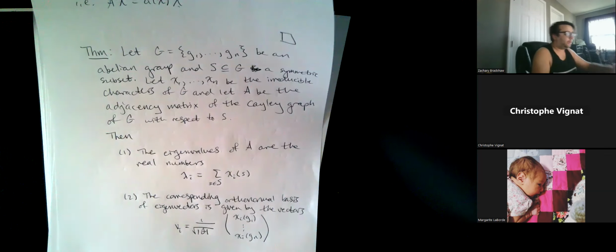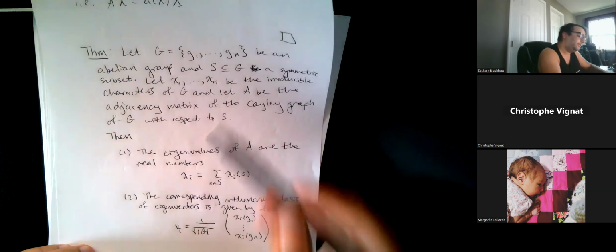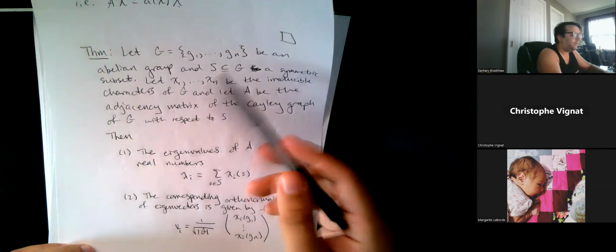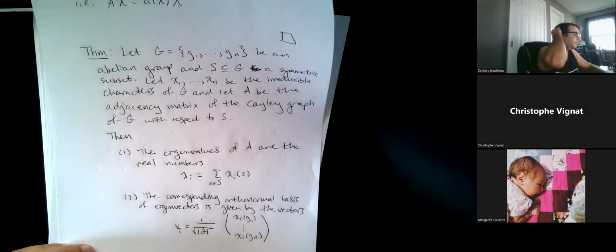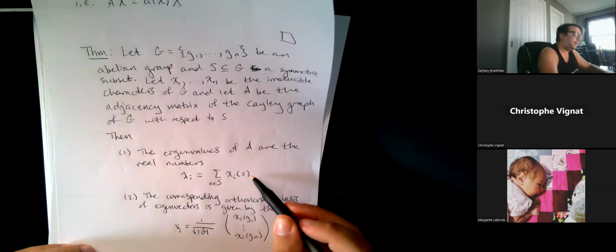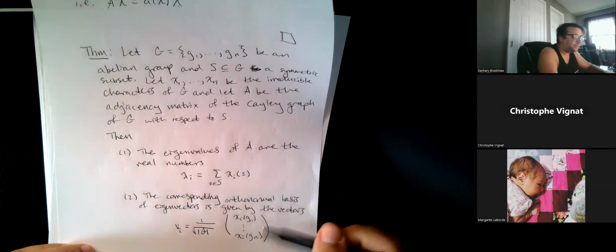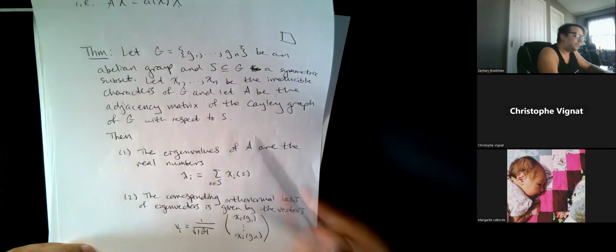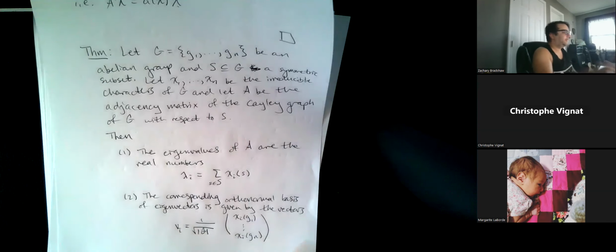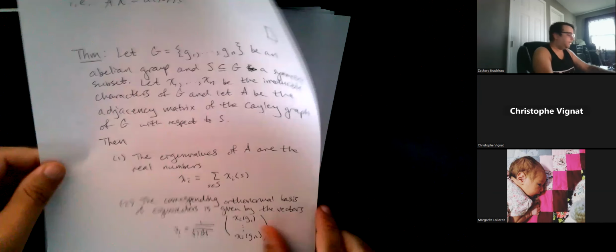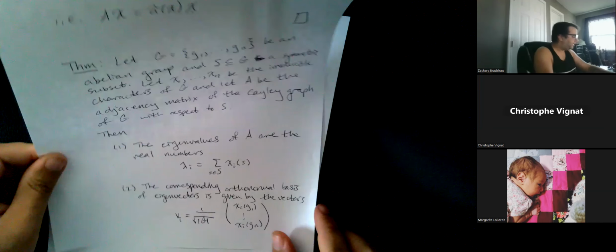Given this setup, we have a group, we construct this Cayley graph, we construct this adjacency matrix. We want to know what the eigenvalues of the adjacency matrix are. Well, here they are, and moreover, the corresponding eigenvectors are here. And these are all given by the irreducible characters of the group. So here's how the representation theory plays a role. Okay, so let's go ahead and prove this.